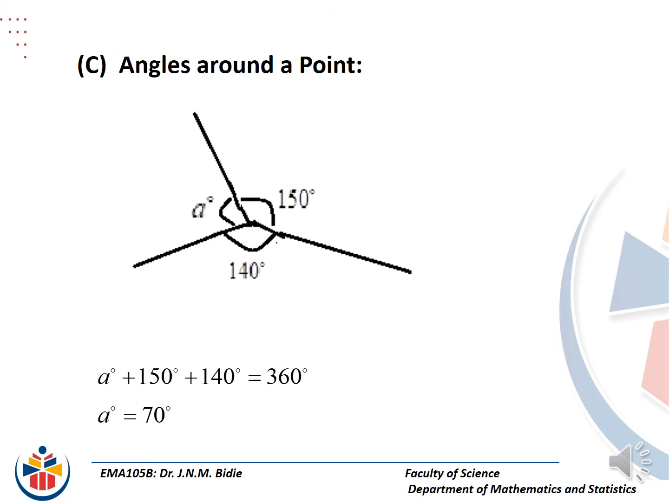Now angles around a point are equal to 360 degrees revolution. Okay, so it means in order for us to get the value for A, then it means we need to just add all those angles and equate them to 360 degrees, and then get the value to be 70 degrees for A.